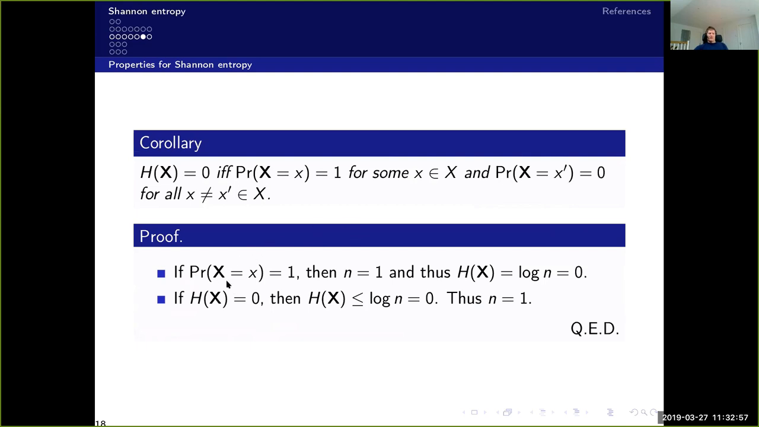If the probability of x being equal to small x here is 1, then n is equal to 1, and thus the entropy of x is log n, which is 0. So a logarithm of 1 is 0. And on the other hand, if we have the entropy of x being equal to 0, then the entropy must be less than or equal to the logarithm of n. And the only case we have there is when n is equal to 1. So then we get 0.